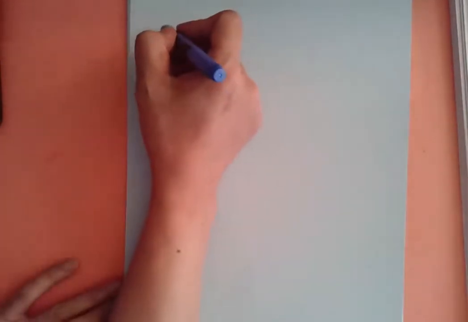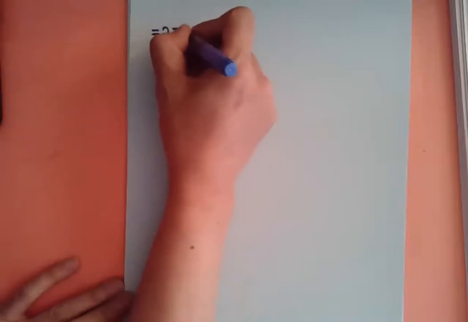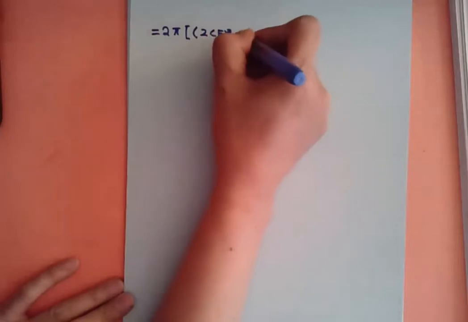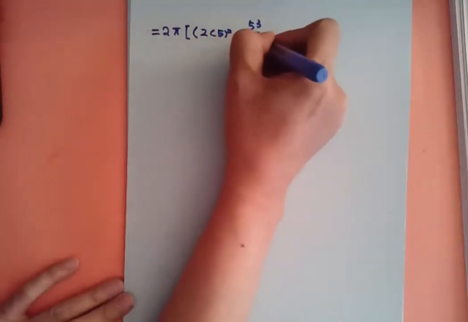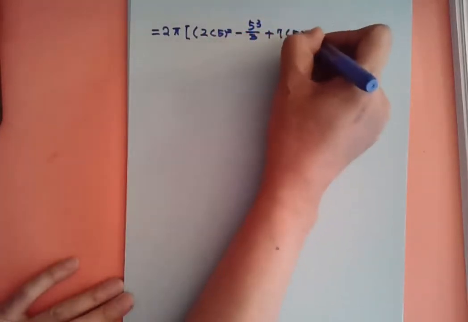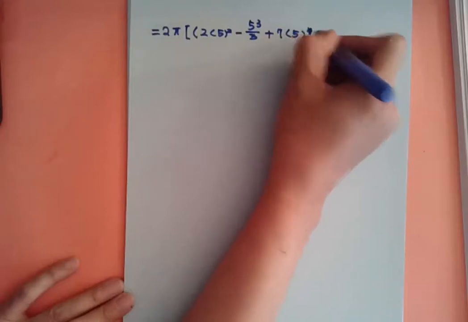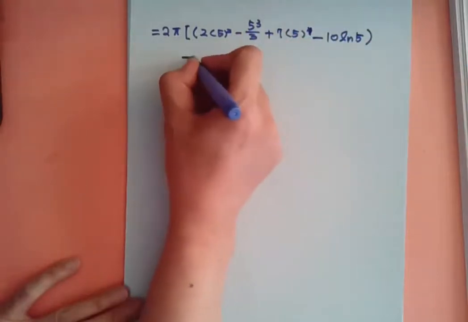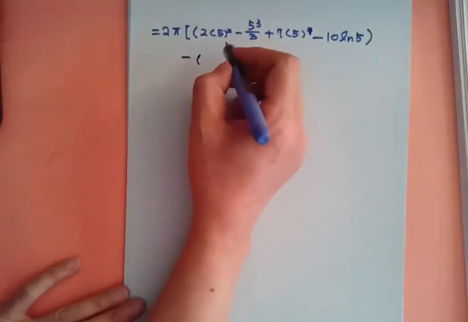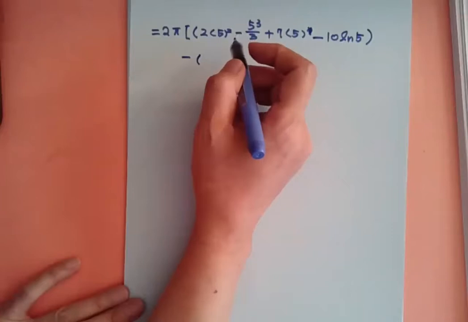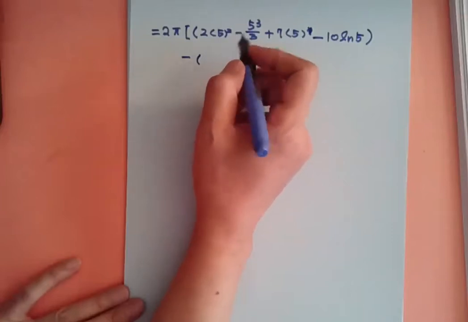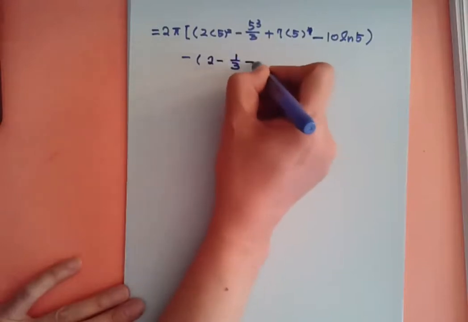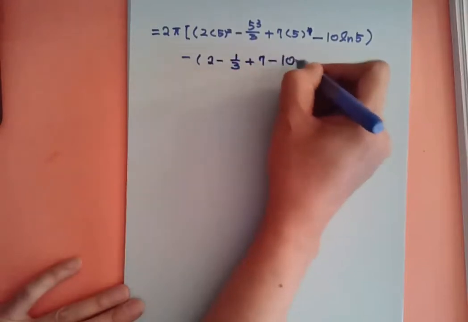We will plug in the number. The larger number was 5, so we will do that first. Then 2 times 5 squared minus 5 cubed over 3 plus 7 times 5 minus 10 natural log of 5, minus the smaller number was 1. So that is 2 minus 1 over 3 plus 7 minus 10 natural log of 1.